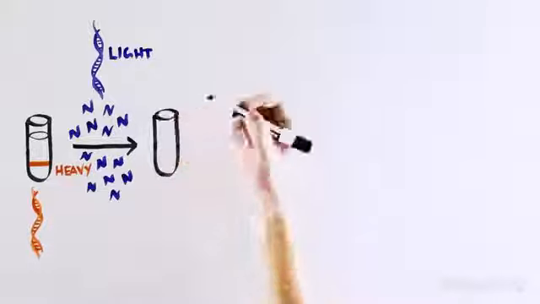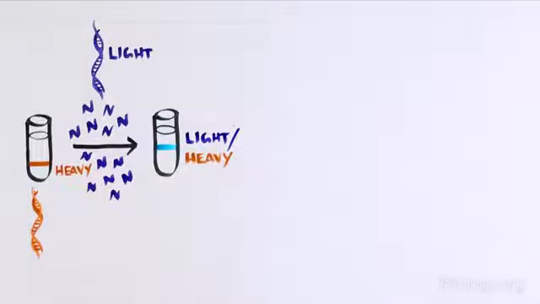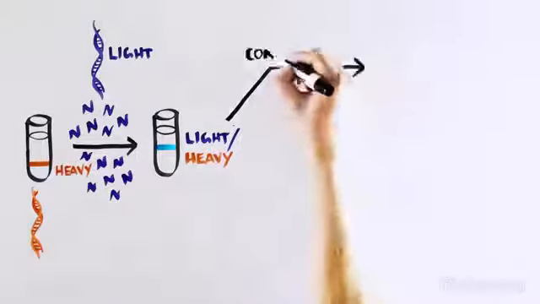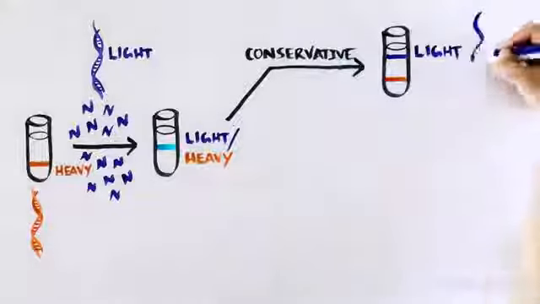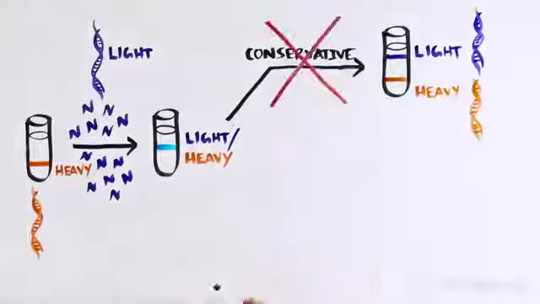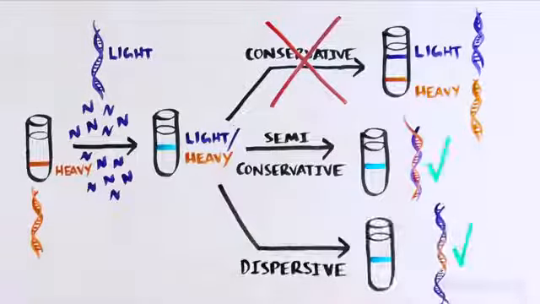After one cell division, the DNA was half as heavy, so half of the DNA molecule contained heavy nitrogen and the other half didn't. This is not in line with the conservative DNA replication model, which would predict that one molecule would be all light and the other all heavy. However, this is in line with the semi-conservative or the dispersive model.